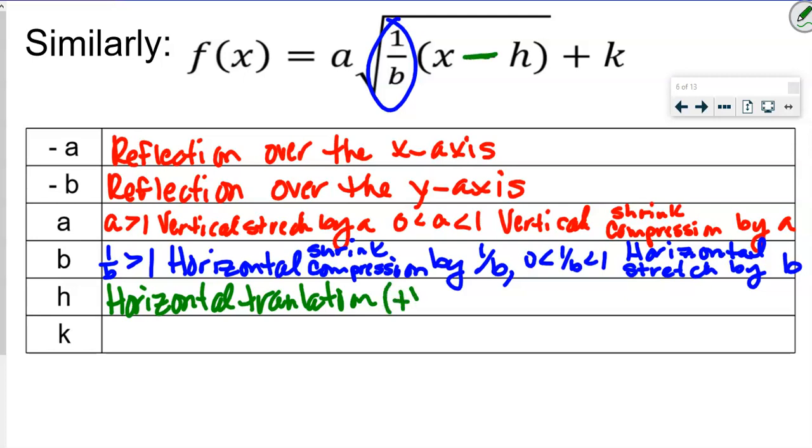So this one's going to be plus, it's going to move left, and minus is going to move right, and that's not what we would expect. Some people say if it's in the house, it changes, right? So if it's in the radical, things change. And this is going to be by h, and then down here, k is going to be a vertical translation.